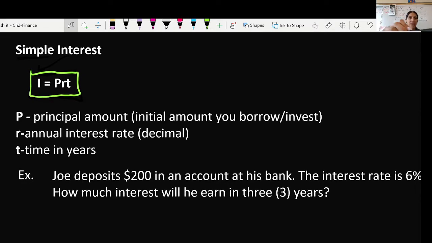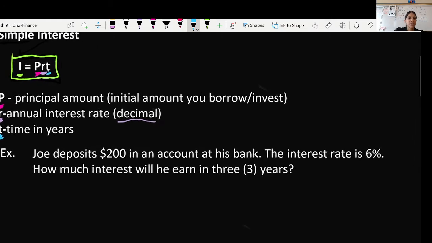In this formula, the I represents the simple interest. The P is the principal amount, or the amount that you're putting in or that you're borrowing. The R is the annual interest rate. It's usually given to us as a percentage, but we usually convert it into a decimal. And then the T is our time in years. So if it's not in years, our first step would be to change it into years so that we're able to work with it and use it in our formula.